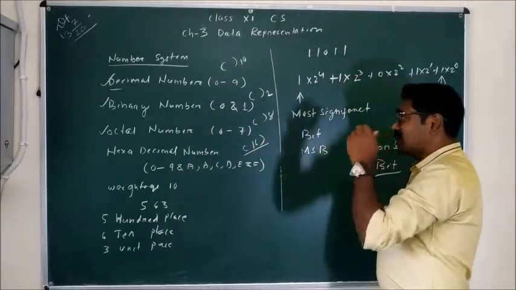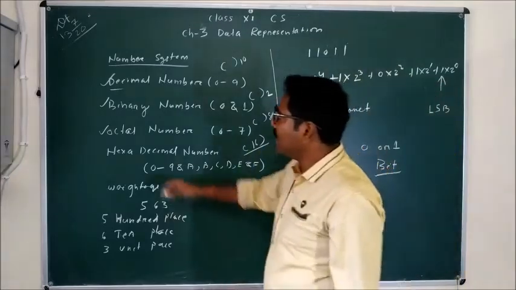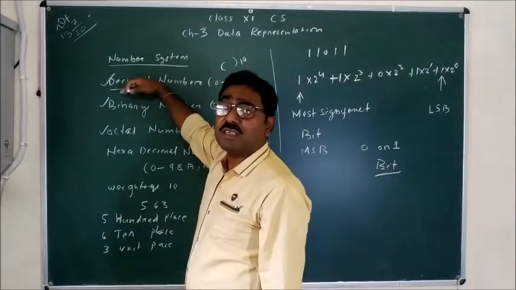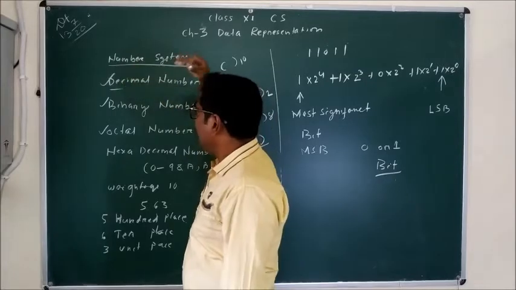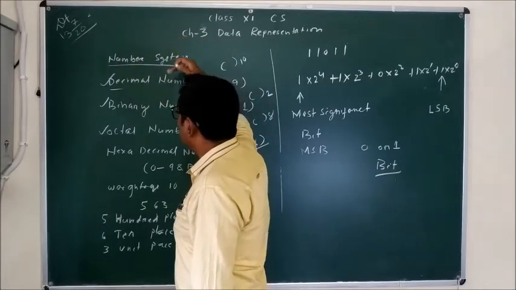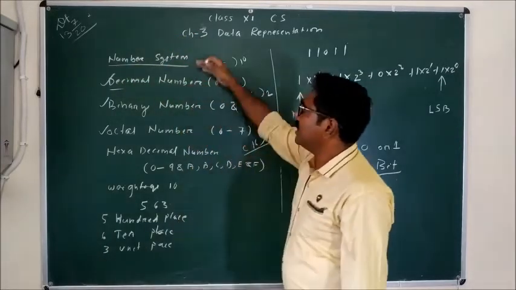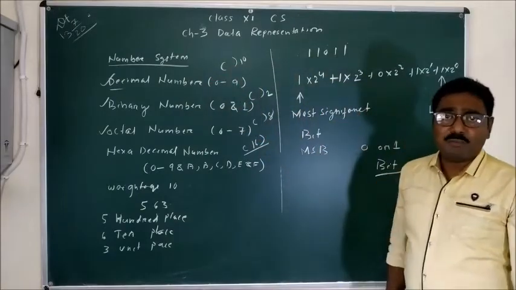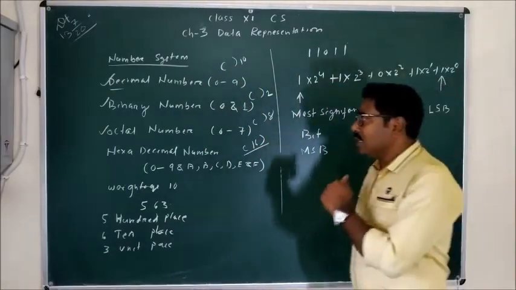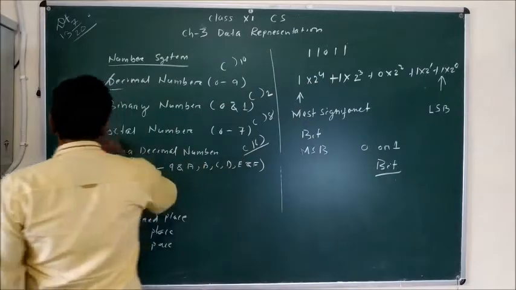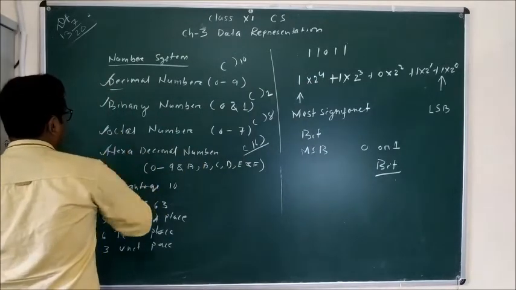Now in this case, using the decimal number system, we can represent any kind of number, and using the binary number system, we can represent any number in computer format. So what is the need of the octal number and the hexadecimal number?